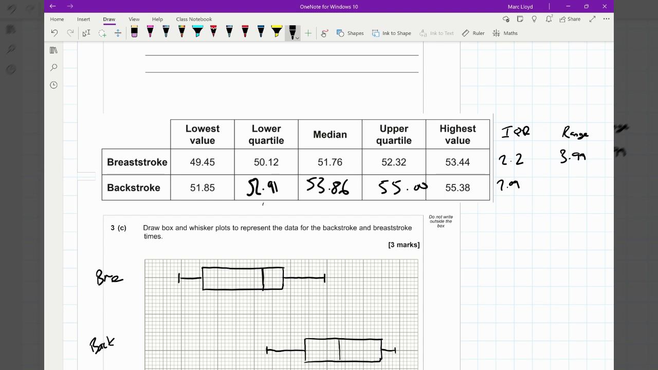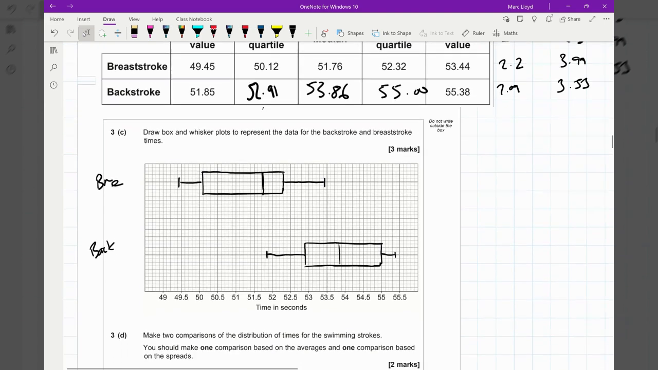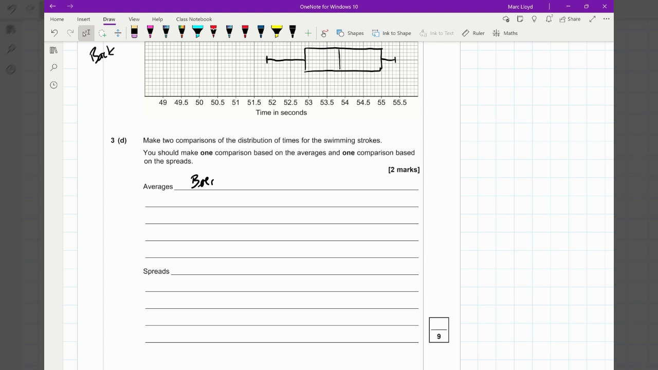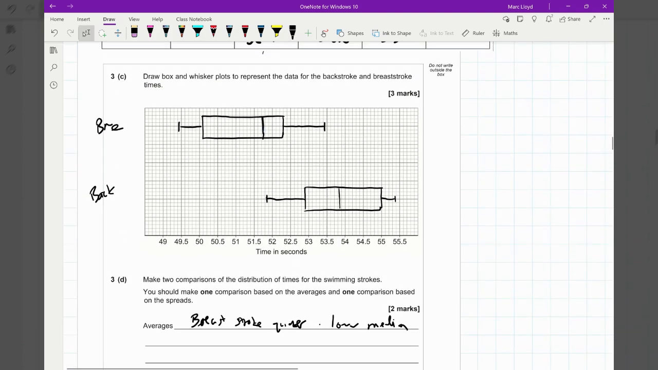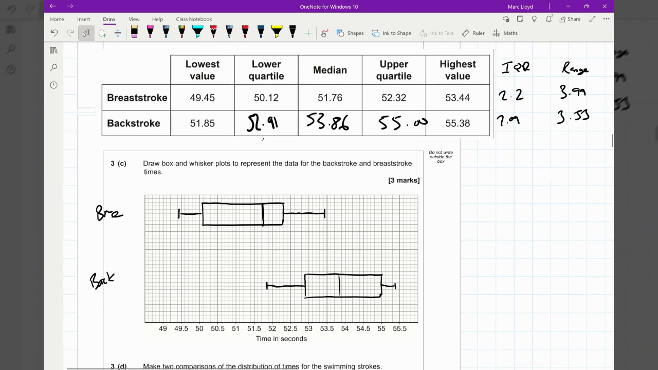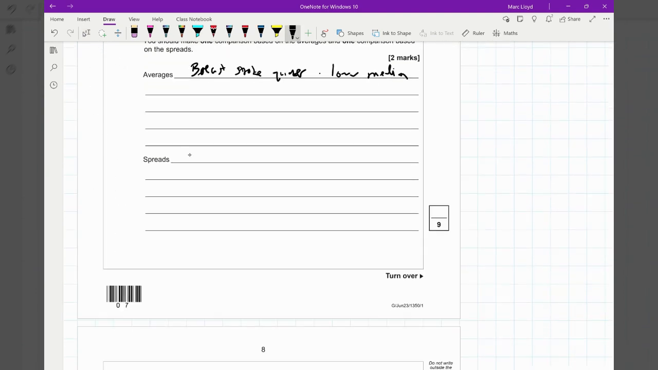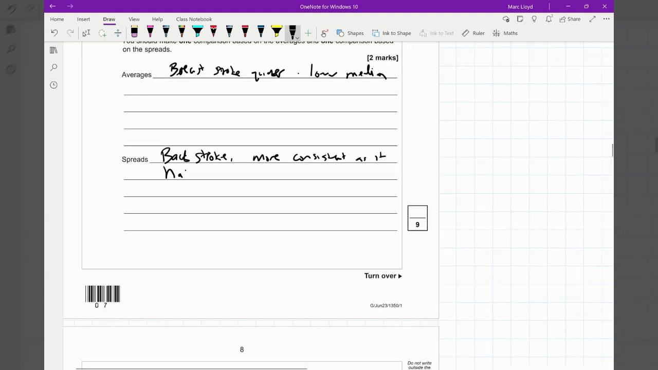Let's look at the range, and we'll see whether there's a big difference here. This is actually a lot of work for just a couple of marks. But we want A's, don't we? So we're going to put the effort in. Right, that's quite useful. So median, breaststroke is quicker. Higher, no, hold on. Lower median, because the lower it is, the quicker they are. My handwriting is terrible there. And then backstroke, more consistent as it has a smaller range and IQR, interquartile range.